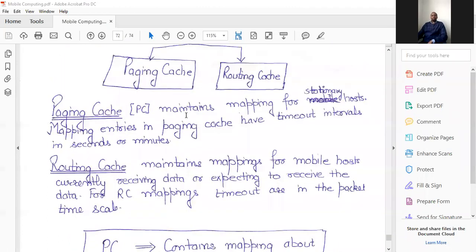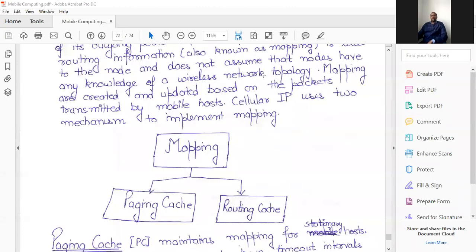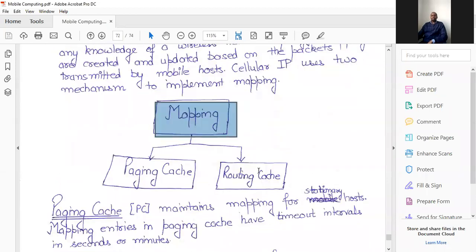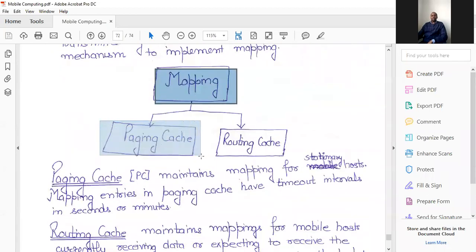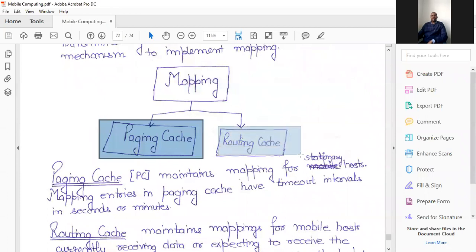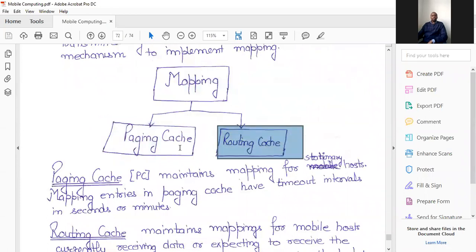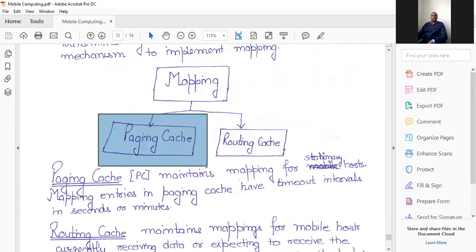And now, cellular IP uses two mapping mechanisms, where we have paging cache and routing cache. The first thing you have to know is what a cache memory is. A cache memory is basically like a dynamic RAM. It is a high-speed kind of RAM that works as an alternative to RAM.